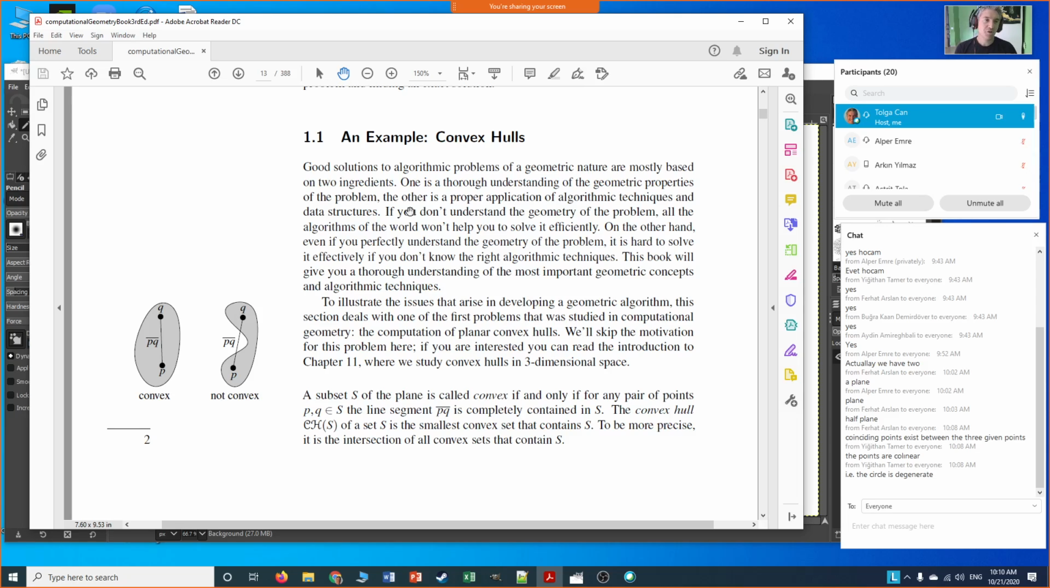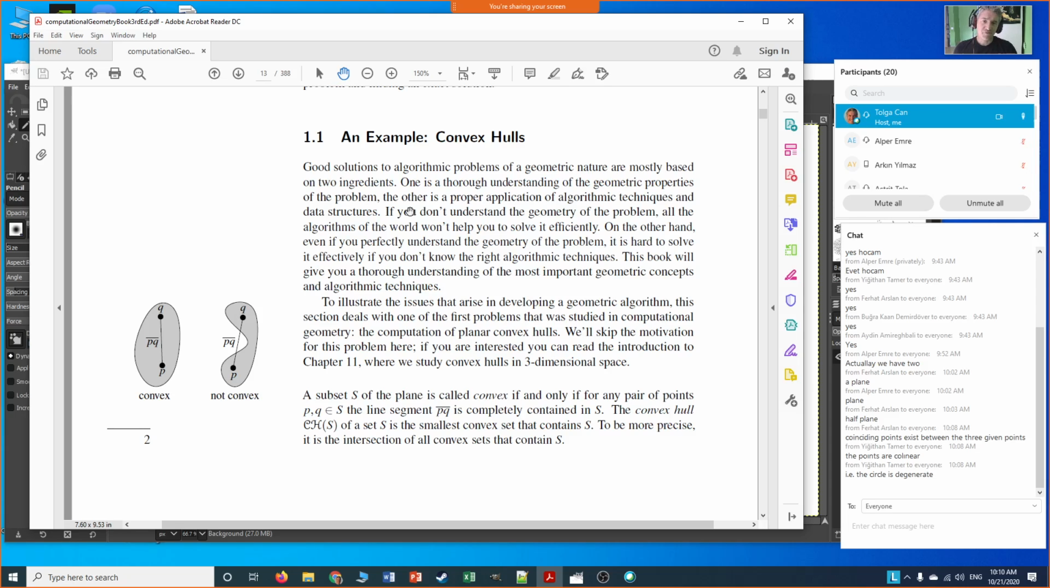But sometimes the geometric observation itself is not sufficient if you don't know the algorithms and data structures to solve the problem efficiently. So they really need to be used together in order to have a nice algorithmic solution to a computational geometric problem. So the book talks about these issues. The convex hull problem is a very well studied problem. It's studied in higher dimensions as well.